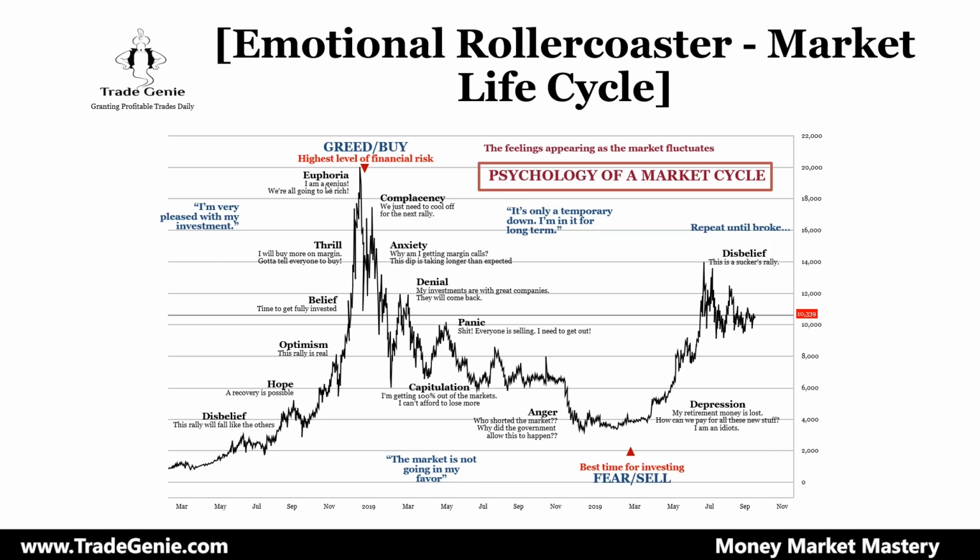wipe out. So euphoria sets in, and greed sets in, and then a high level of financial risk. So everything is on the table. And then when the market pulls back, the complacency kicks in. We just need to cool off for the next rally. So they don't believe in this severe downturn.